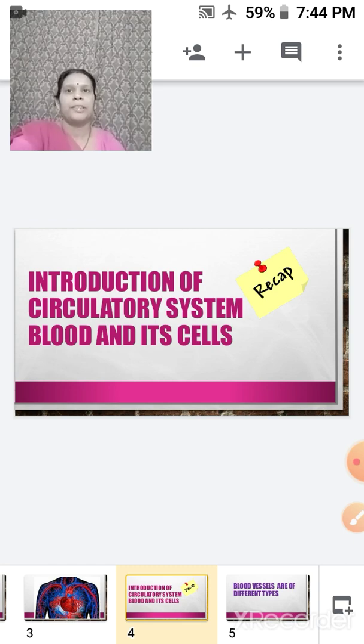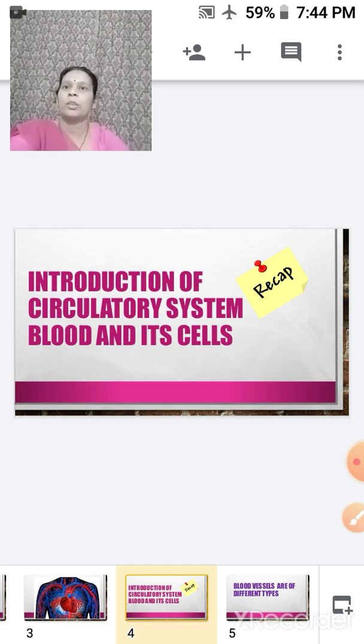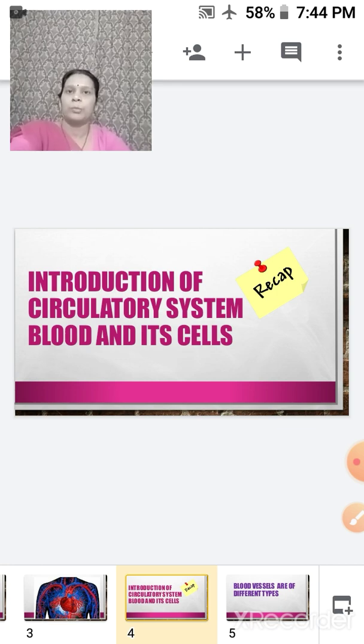Now when we are talking of elimination of waste, it includes the food products that are produced after the process of digestion, as well as the elimination of carbon dioxide. When we are talking of the circulatory system, it consists of three major components. One is your blood, second one is the heart, and the third one is the blood vessels.